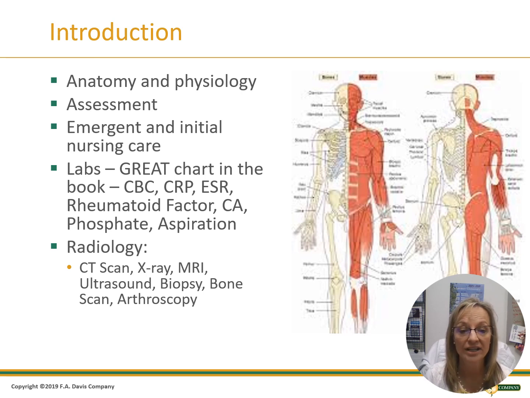There is a great chart in your book that talks about the CBC, because remember you want to check for anemia, clotting disorders, a CRP, the SED rate, which all look at inflammation, rheumatoid factor. Remember their calcium and their phosphate levels can indicate how their skeletal system is, and then aspiration. If you are aspirating a joint, you always send that in for pathology.